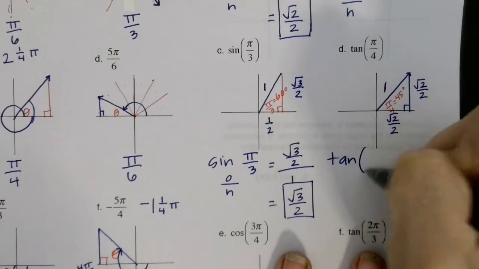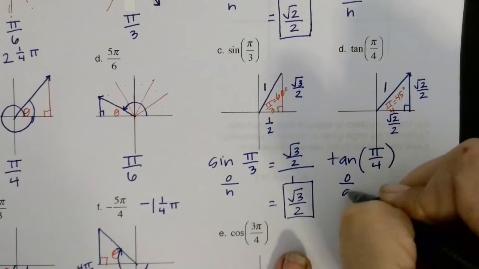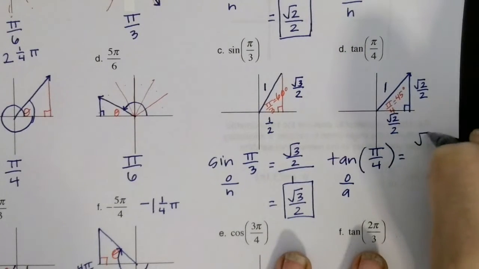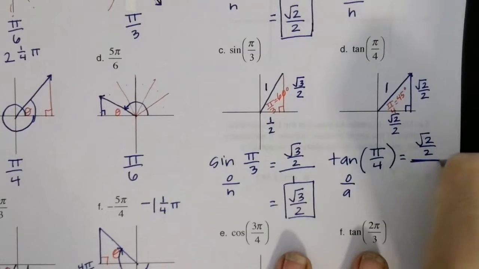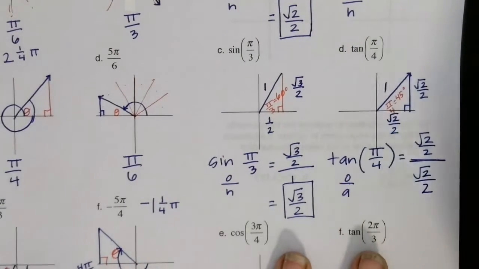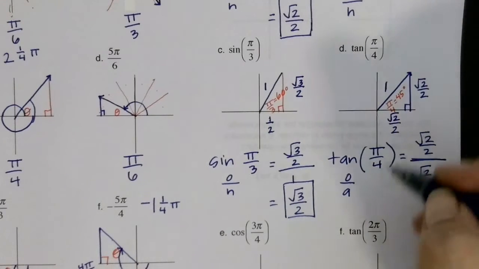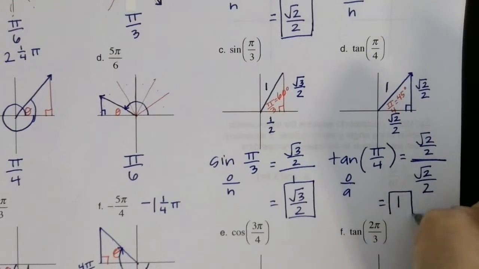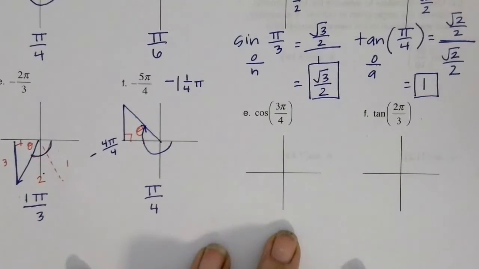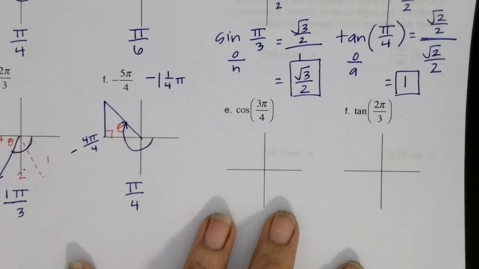Tangent of pi over 4, which is opposite over adjacent, is going to be root 2 over 2, big fraction bar for that guy, over root 2 over 2. You can copy dot flip if you want, but we know any number divided by itself just equals 1, so why do that extra math if not necessary?